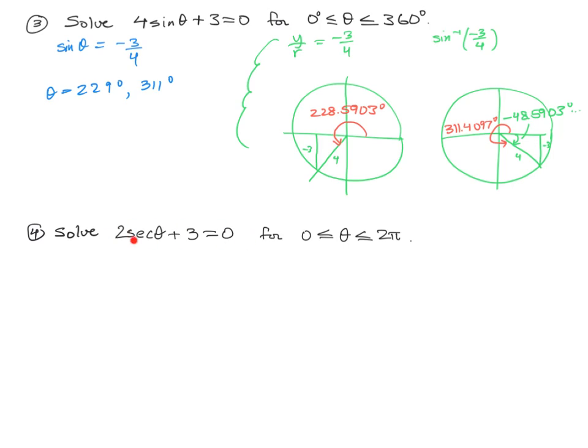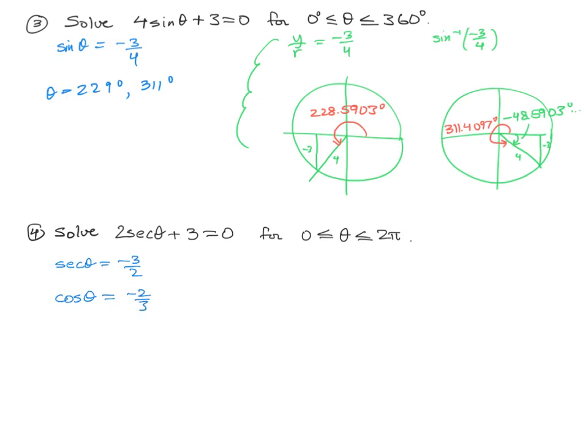Now we're asked to solve 2 secant theta plus 3 is equal to 0 for 0 less than or equal to theta less than or equal to 2 pi. Okay, so this is a radians problem. Let's first isolate the secant theta. So secant theta equals negative 3/2. And then I really don't want to work with secant theta, so cosine theta is equal to negative 2/3.